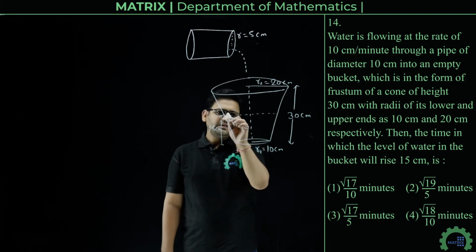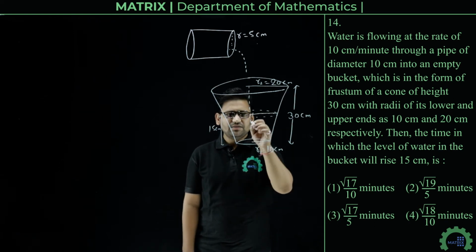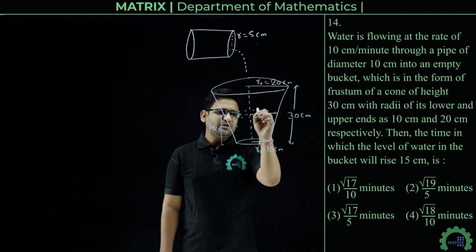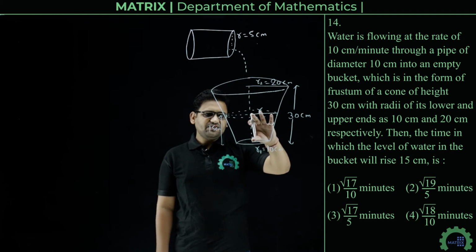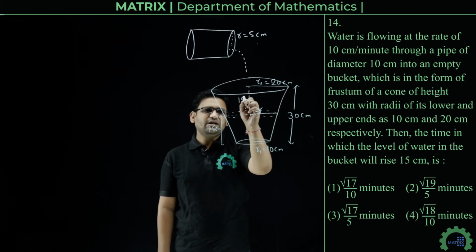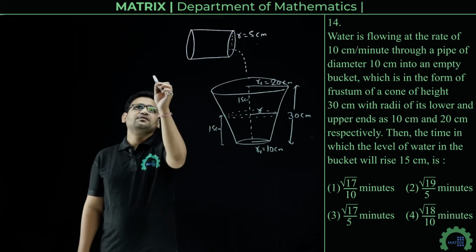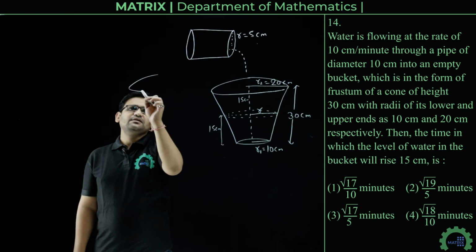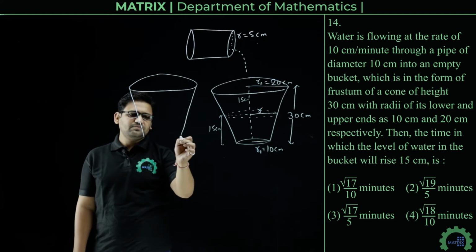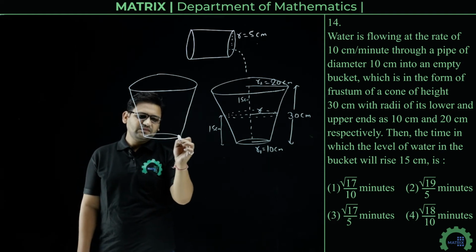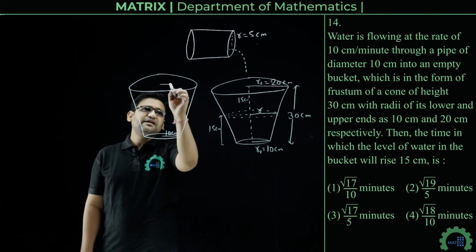So we need to find the radius at this point, or at this level of the bucket. So let's say this radius is r. First of all, this height is 15 centimeter, so this height will also be 15 centimeter. Now to find the radius r, we will draw another figure. Let's say this is our bucket in the form of a frustum. This radius is 10 centimeter. This radius is given as 20 centimeter.